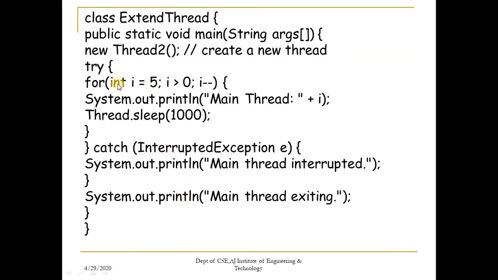So the main thread will also display the values of i from 5 to 1, with a delay of 1000 milliseconds. Here we have also defined the try and catch block to handle the exception.